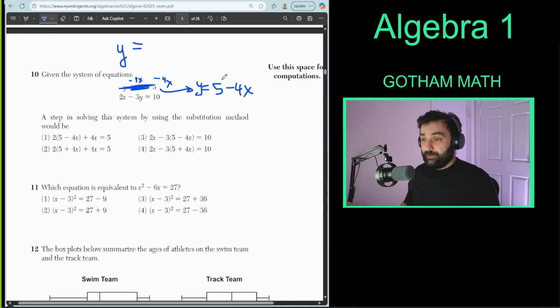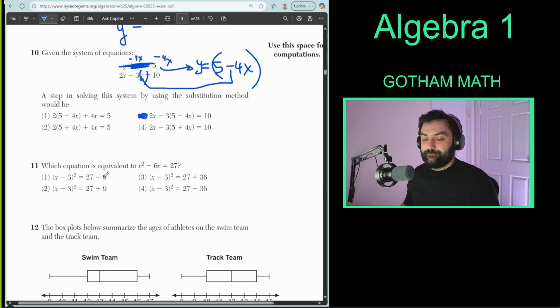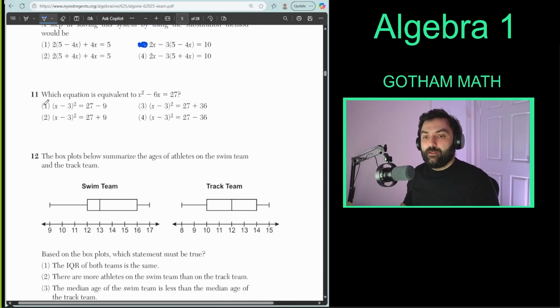And now we're going to take that and put it instead of the y into the second equation over here. So it's going to be 2x minus 3 and then parentheses and then that thing. Right? 2x minus 3 times this thing equals 10. That's it. Do I want to teach you more over here? No.